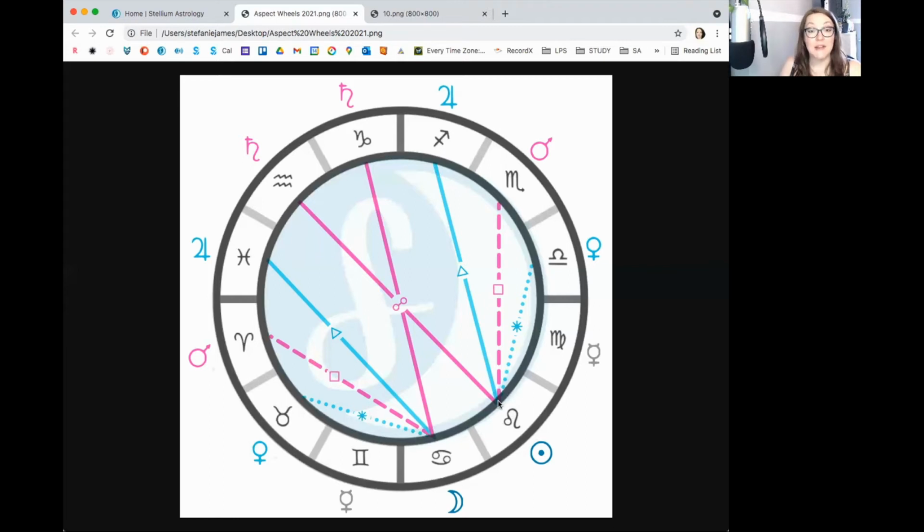However, we're skipping the quincunx because it's not major, and we're going from the Sun in Leo. So we're going from our solar luminary ruled sign and going directly opposite, 180 degrees away, and we have Aquarius, which is traditionally ruled by Saturn. So we have an opposition here.